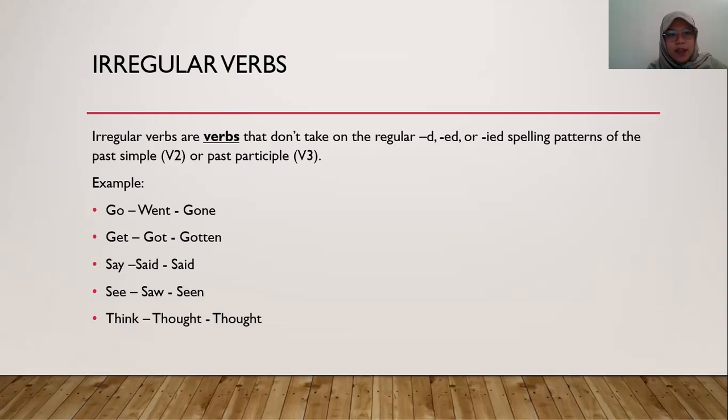The first one is go, as verb one, and when you change the tense to past simple, you need to use verb two, so it becomes went. And when you use verb three, you use gone. So as you can see, in this case, it's all different. Unlike the regular pattern that tends to use d, ed, or ied, this is very different from verb one or verb two. Also get, got, gotten, say, said, said, see, saw, seen, think, thought.